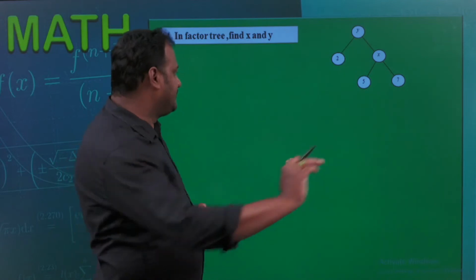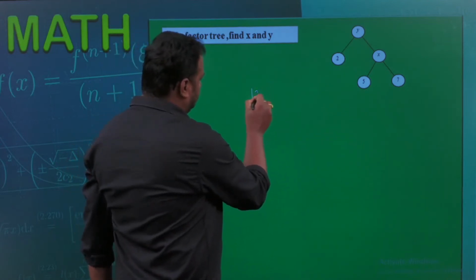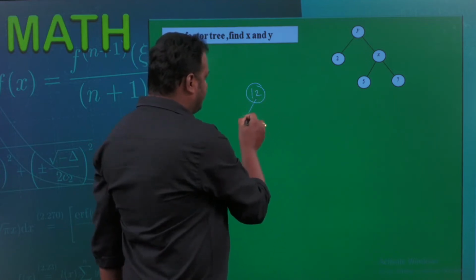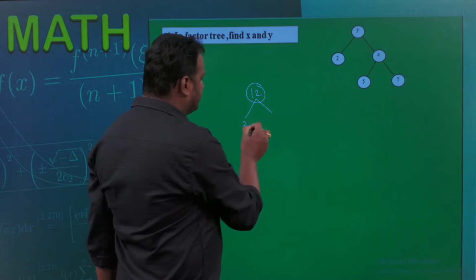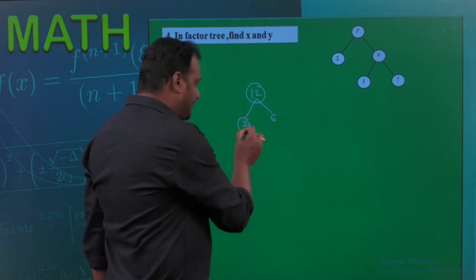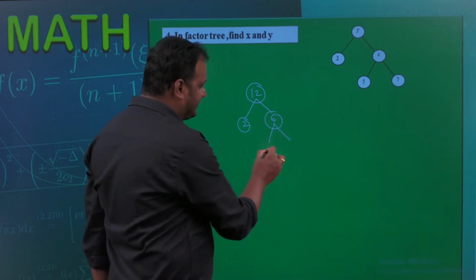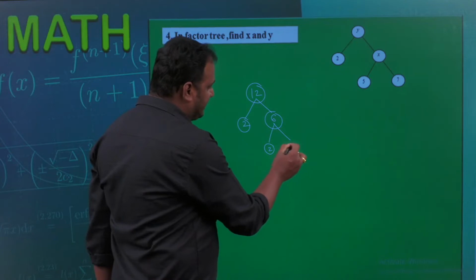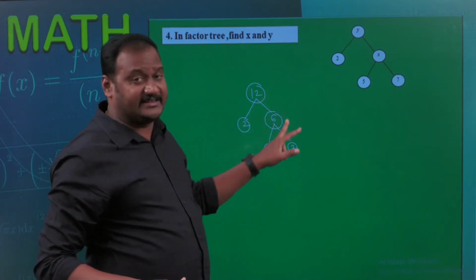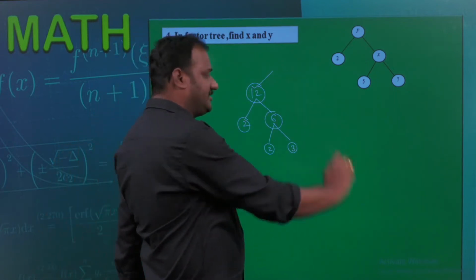See, for example, my number is 12. Now I am going to factorize this 12 as 2 into 6 is equal to 12. Again, I am going to write this 6. 6 can be factorized as 2 into 3. So 2 times 3 is equal to 6. This is what is called the factor tree of the number 12.